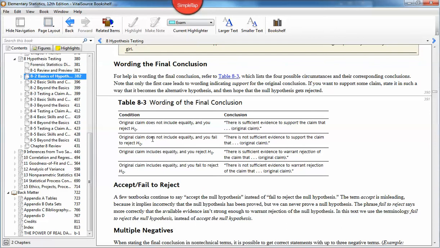If the original claim does not include equality and you fail to reject H sub O, that's what we did in our previous problem, then you say there is not sufficient evidence to support the claim. If the original claim includes equality and you reject H sub O, there is sufficient evidence to warrant rejection of the claim that. And if the original claim includes equality and you fail to reject H sub O, there is not sufficient evidence to warrant rejection of that claim.